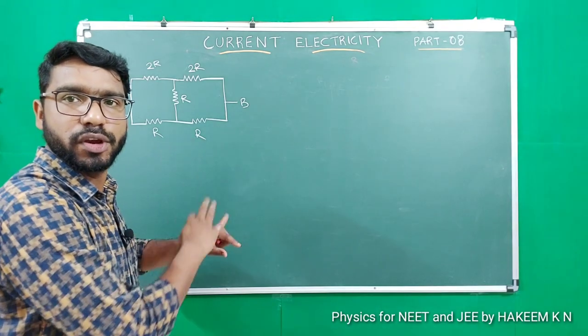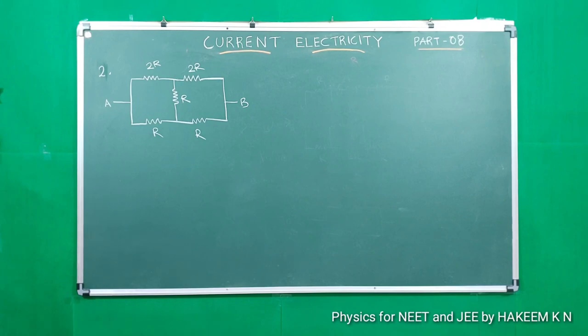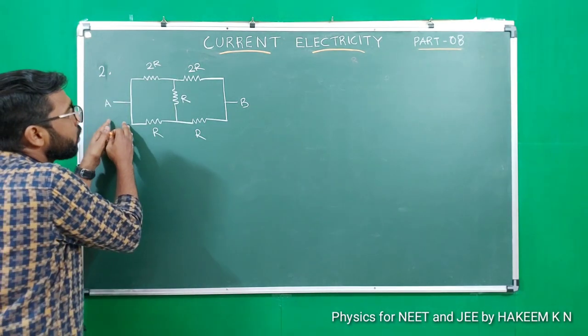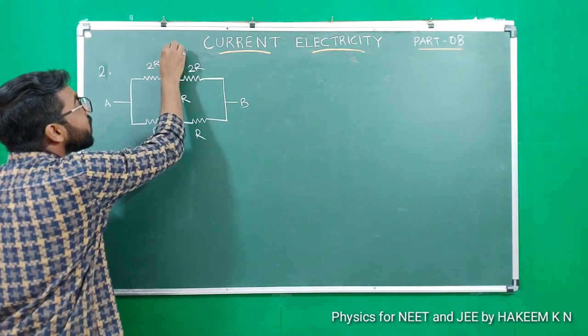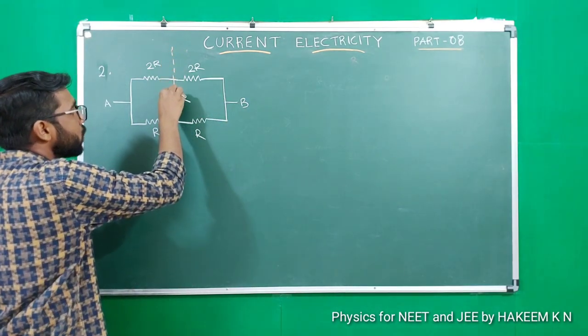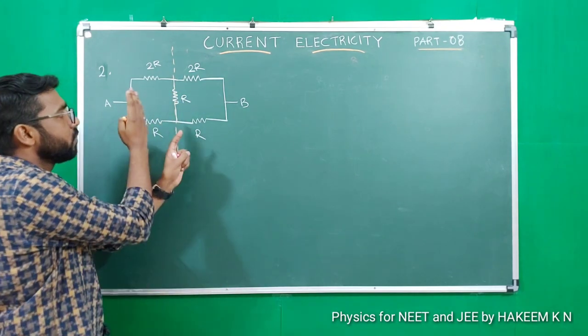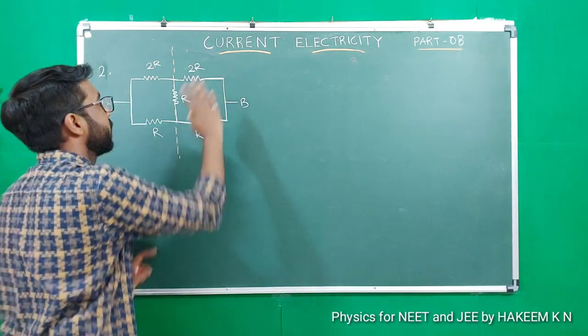You just pause the video and try to solve it. Okay, listen. Here we can divide this network into two pieces vertically, perpendicular to AB, using a plane. Okay, we will get a mirror image of the left hand side on the right hand side.